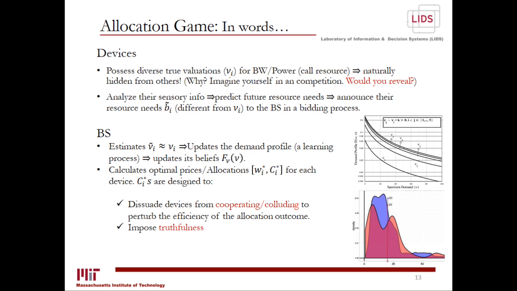The base station calculates the optimal prices and allocations. These are allocations, these are optimal prices, and it declares this information back to devices. And devices, upon receiving that, can use the frequency and the bandwidth to transmit the information until the next round of auctioning.